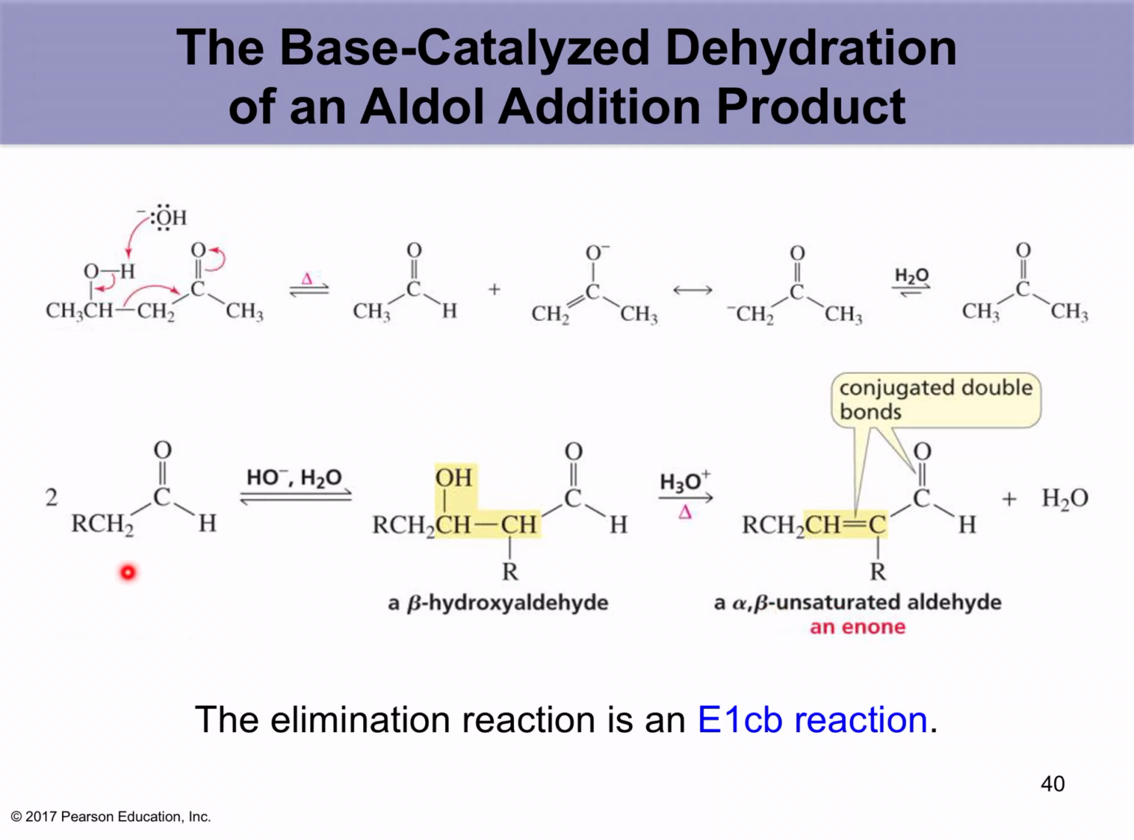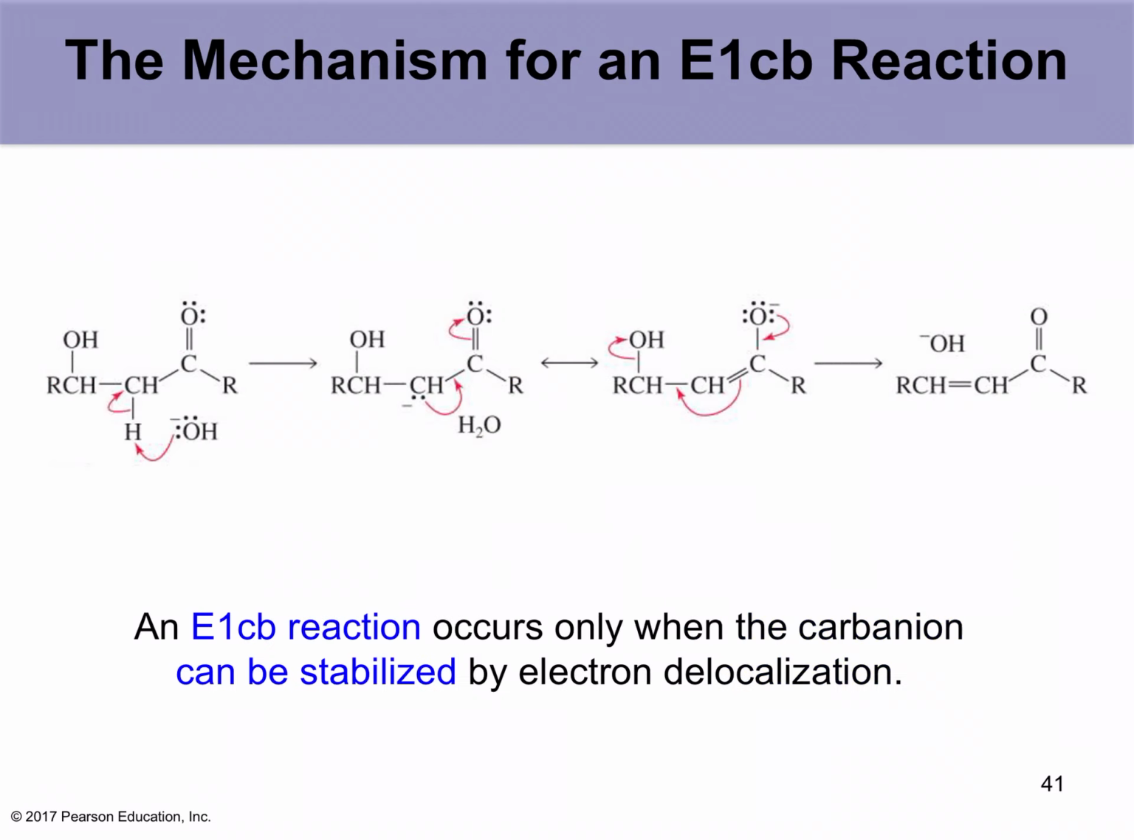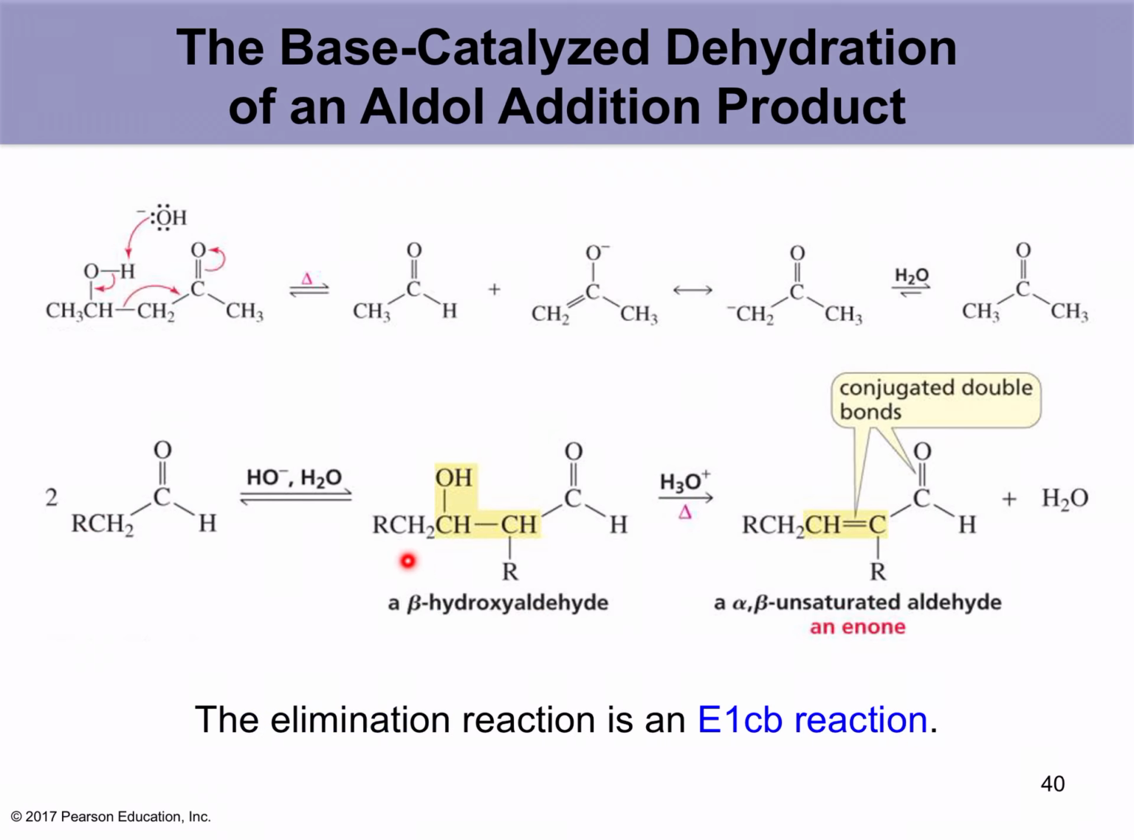So this is the forward reaction. You have two molecules of these in the presence of a base and water. We can get the aldol addition product, which is a beta hydroxyaldehyde. When you heat it up, following the same mechanism we just saw, it loses the water molecule, the OH and the hydrogen, to form the alpha beta unsaturated aldehyde, the enone.